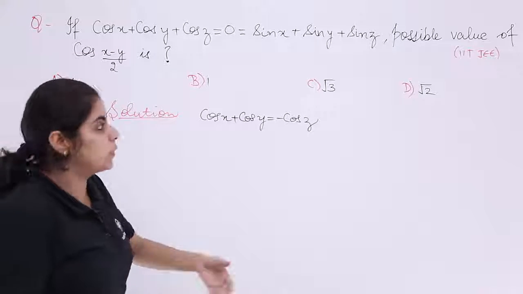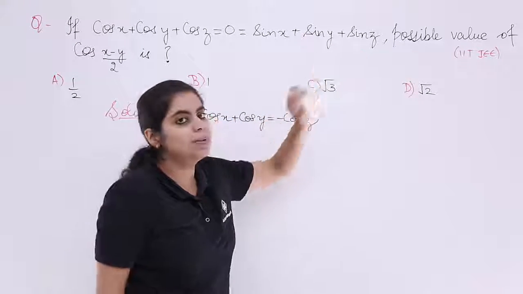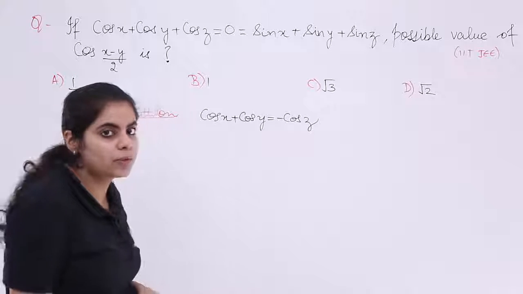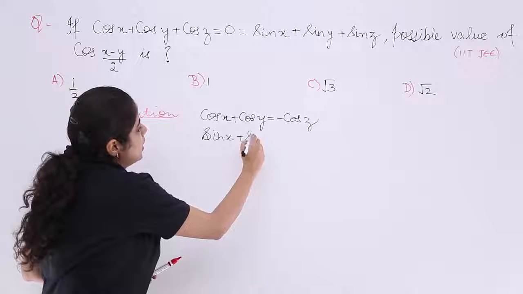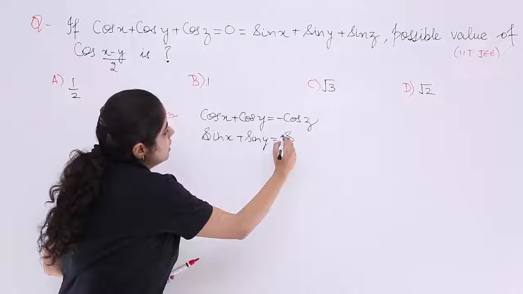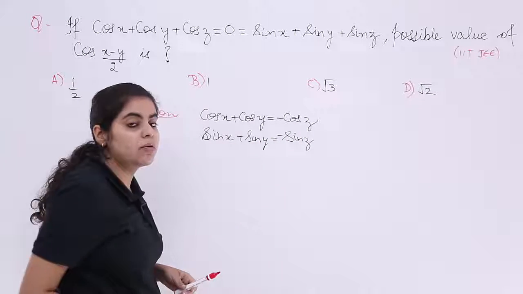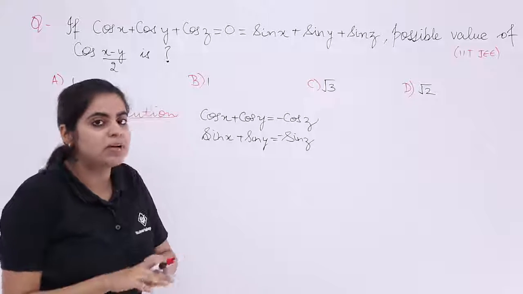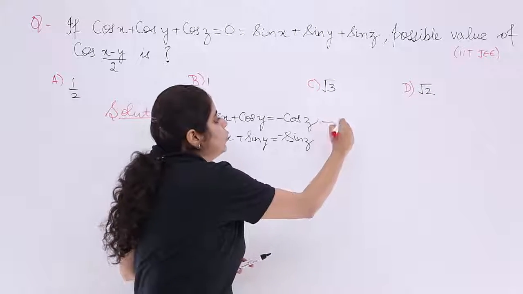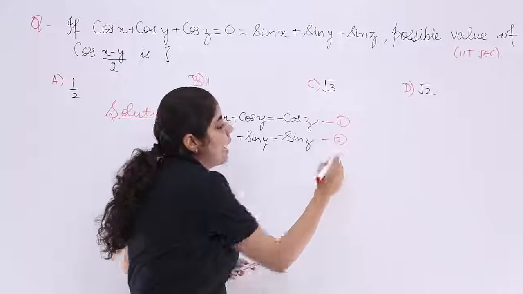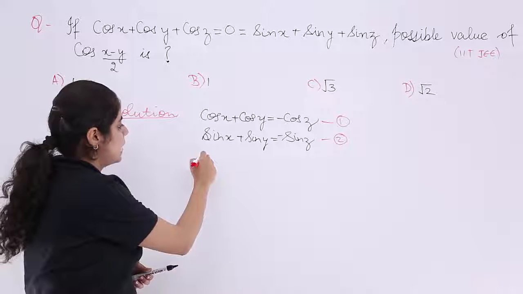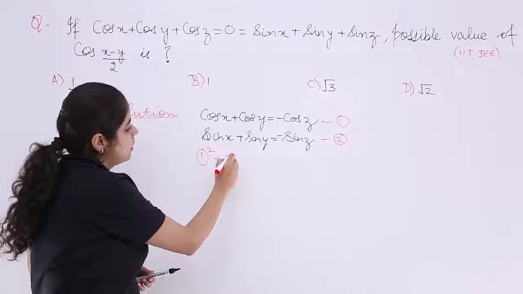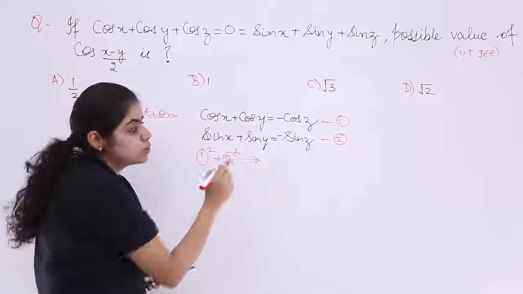Similarly, the second equation sin x plus sin y plus sin z equal to 0 can again be manipulated as sin x plus sin y is equal to minus sin z. Why are we doing this? We are basically obtaining two new equations and we'll be using these two new equations in a manner as equation 1 square plus equation 2 square.